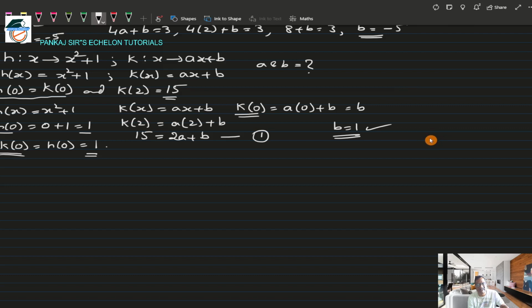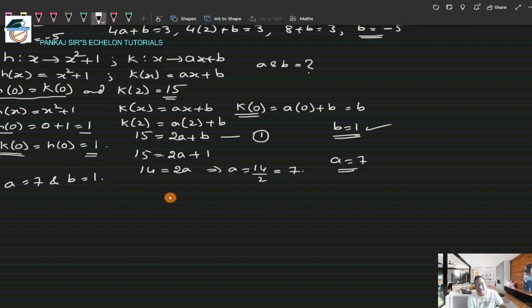Fine. Now once I get b equal to 1, I'm going to plug in the b value in this equation. So 15 is equal to 2a plus 1. Right? So now 14 will be equal to 2a. That will make a equal to 14 by 2, that's equal to 7. So my a is equal to 7. So my answers are a equal to 7 and b is equal to 1.